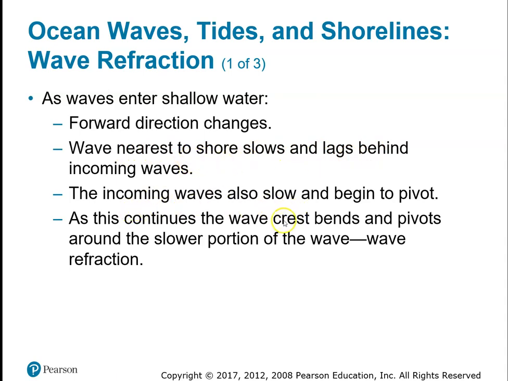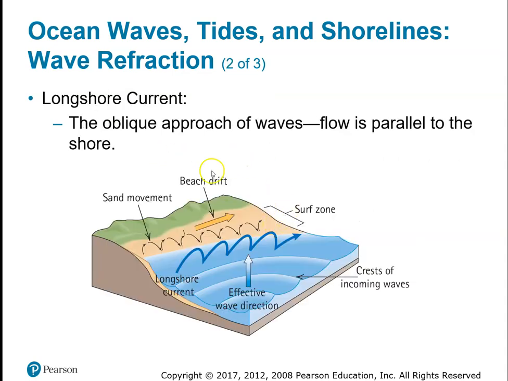The incoming waves also begin to slow and pivot, and basically what this is going to give us, I'll show you. So this is what's called, as these waves pivot, once they get perpendicular to the shore, it's called a longshore current. All right, so the longshore current goes this way.